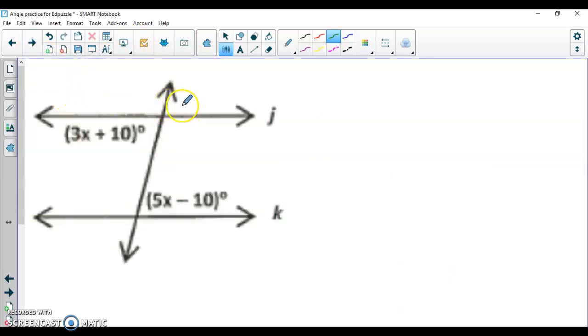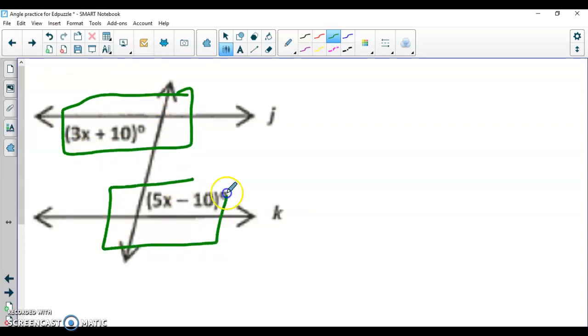In this example here, we can go ahead and do this slide. Top right, I'm going to move it up. It's going to go into the top right here, 5x minus 10. Notice how these two are related. Write and solve your equation.